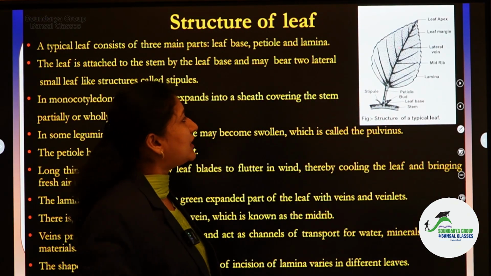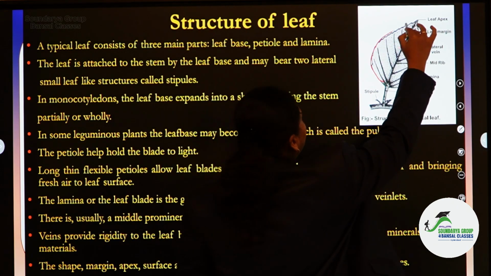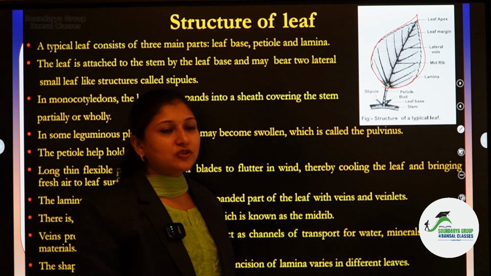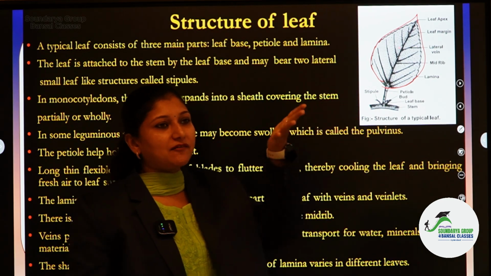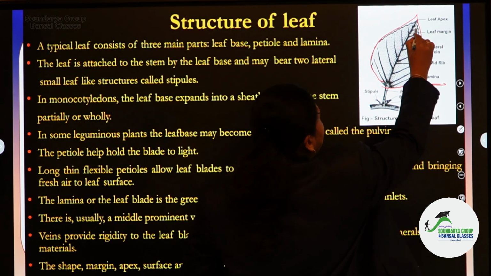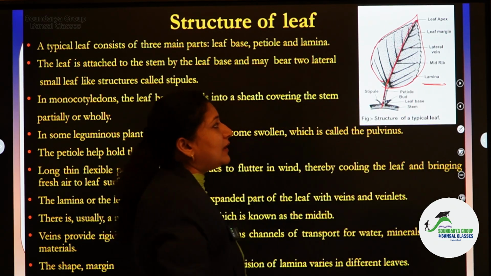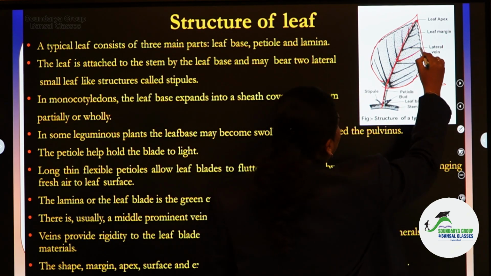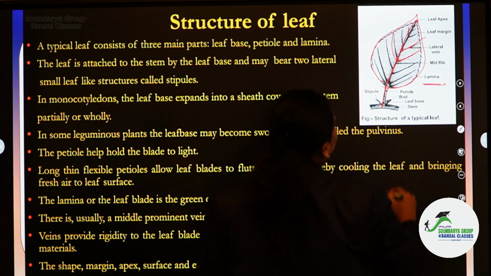This is the structure of a leaf. It is generally flat like this. This is an example of a dorsiventral leaf, where you have this palm-like flat structure that is known as the leaf lamina. In that you have a big vein in between, that is known as the midrib. Then you have lateral veins and veinlets.